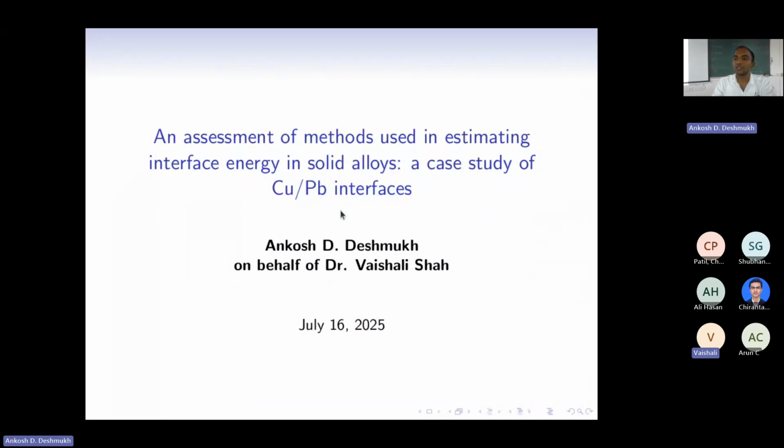Okay. So I am Ankush Deshmukh, presenting some methodologies to calculate the interfacial energy based on some molecular dynamic simulations.